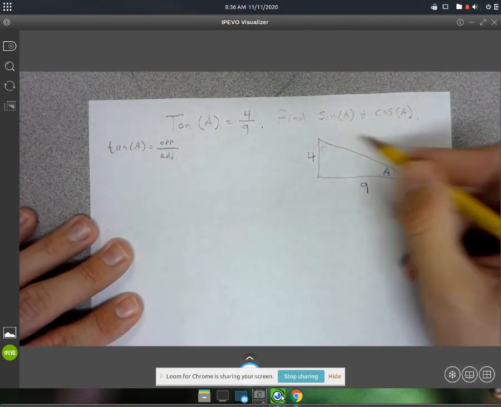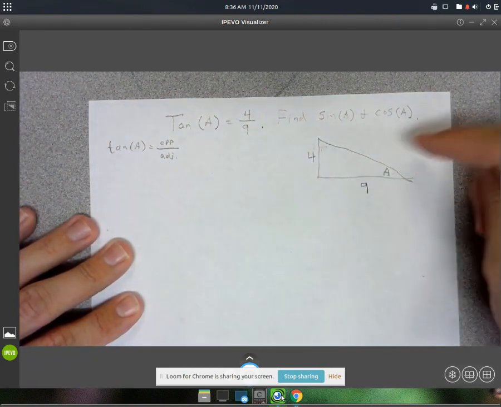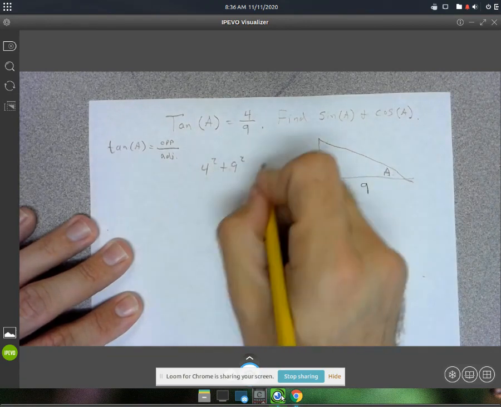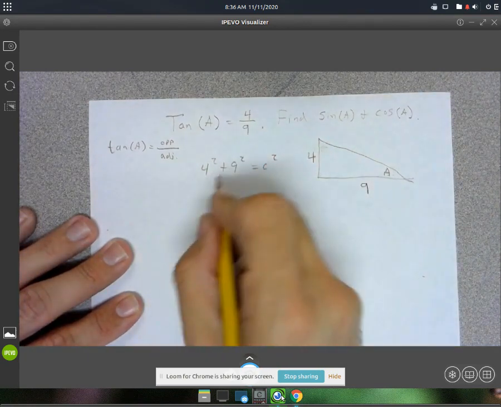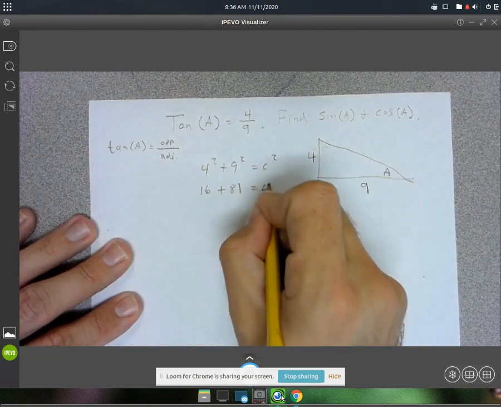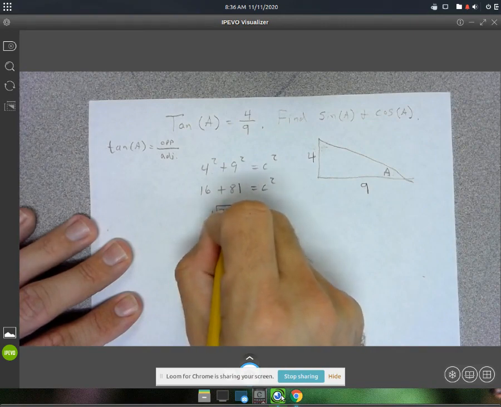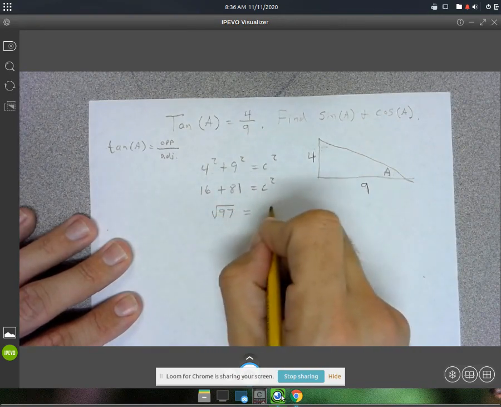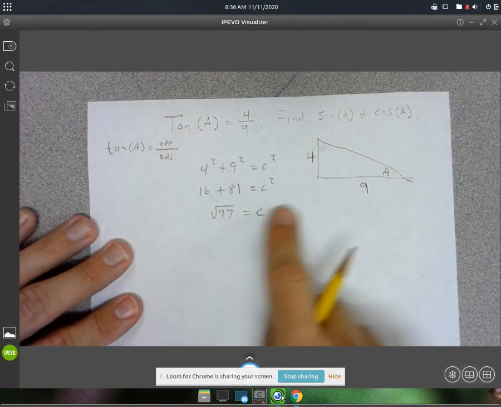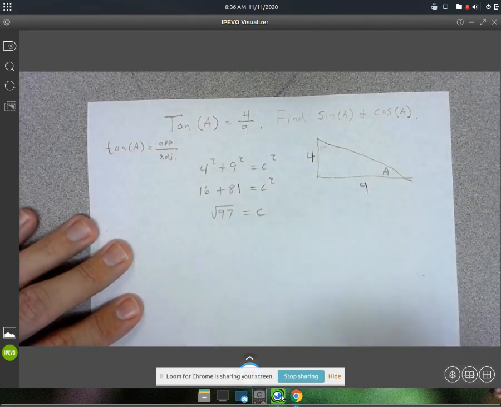All right, so we've got to find our hypotenuse here. a squared plus b squared equals c squared. So we're going to have 4 squared plus 9 squared equals c squared. That's 16 plus 81, and that makes 97. Oh, I already did the square root, sorry. So you do that, and then you square root to get the c by itself here.